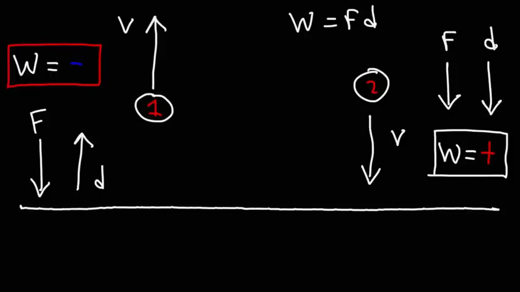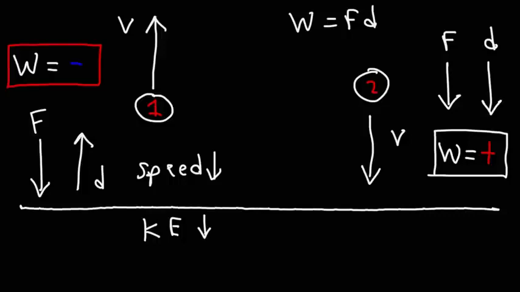When the ball is going in the upward direction, the ball is slowing down. It's going to go up, eventually it's going to be at rest, and then it's going to fall back down. So while it's going up, the speed is decreasing. If the speed is decreasing, what can you say about the kinetic energy? Is the kinetic energy increasing or decreasing? If the speed is decreasing, the kinetic energy is decreasing.